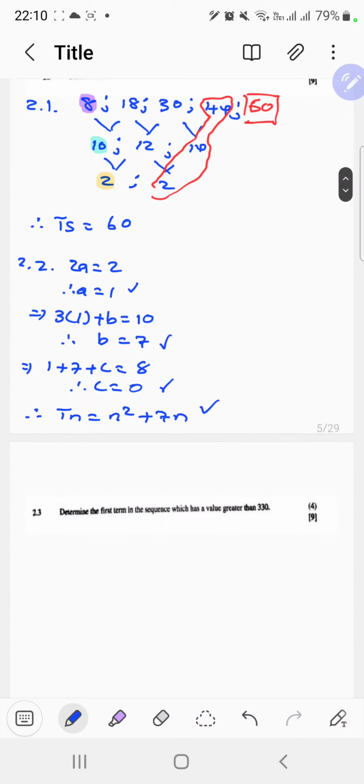And then the final key. All right, so 2.3 says determine the first term in the sequence which will have a value greater than 330. Okay, not a problem. So this basically says here Tn must be greater than 330. What is Tn? It is n squared plus 7n greater than 330.